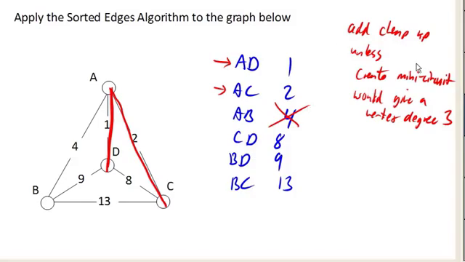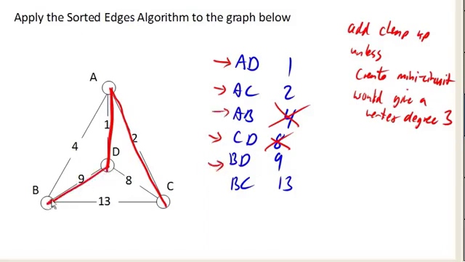So let's go on to the next one. C to D, cost of 8. We'd love to add that one. What happens if I add that one? Notice now we have that mini circuit. We have a circuit that does not include vertex B, and so that is bad. I should not be adding that edge. Okay, so moving on to this one, B to D, cost of 9. No issues there, so we can go ahead and add that one.